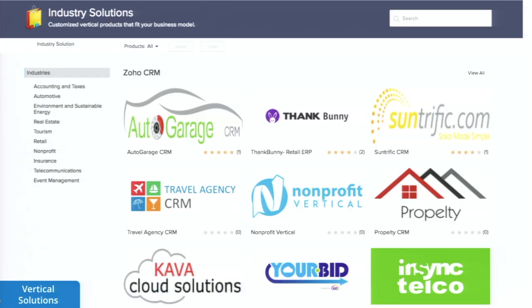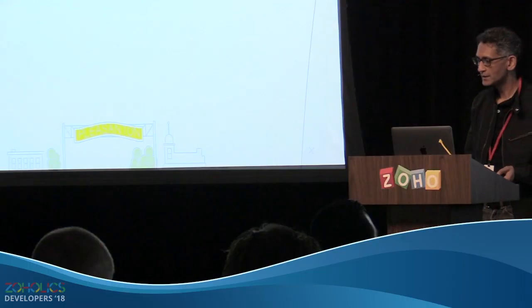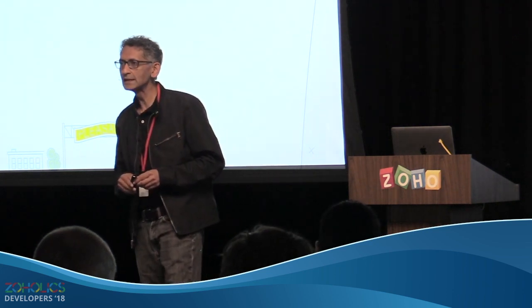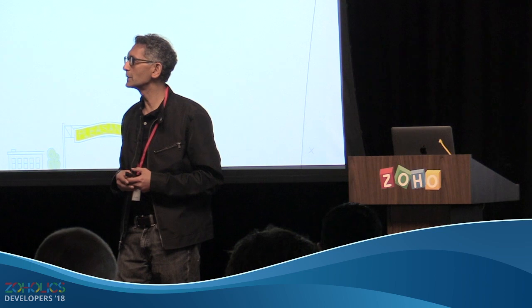Third example is vertical solutions. These are things that have been built on the CRM itself. I talked about some of these. Travel agency, there's one for an auto garage. Suntrific, that's the one I mentioned, and so on. So that gives you an overview of the solutions you can build with Zoho, our strategy with the platform, and what we're trying to do with the marketplace.